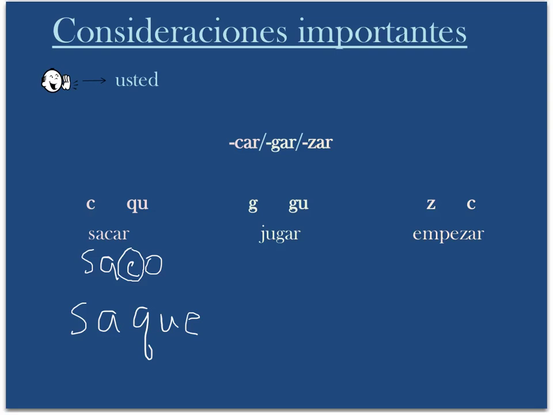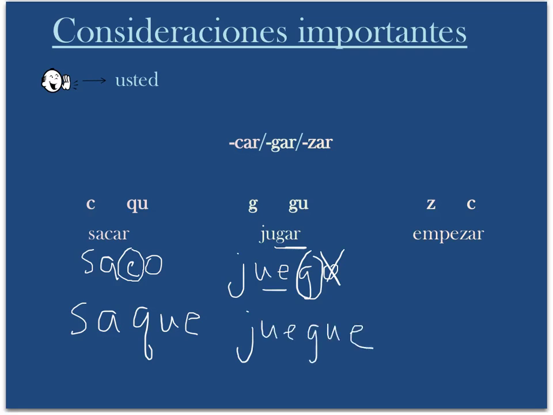So for jugar, it's a gar verb, so my g is going to turn into a gu. I first find the yo form, juego. This is extremely important because actually this one ends up being a stem changing verb. So if you didn't put it in the yo form, you wouldn't remember that. So there's the yo form. I'm going to drop the o, and in addition, I have to do that extra spelling change. So you end up with juegue. Juegue. I'm commanding someone to play.